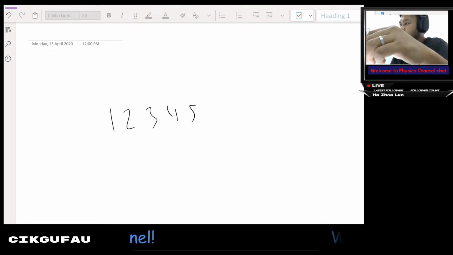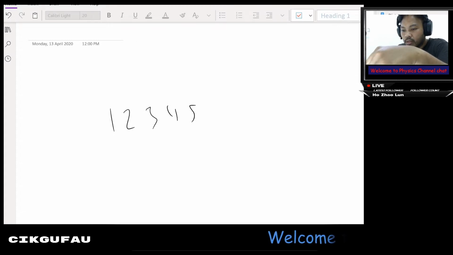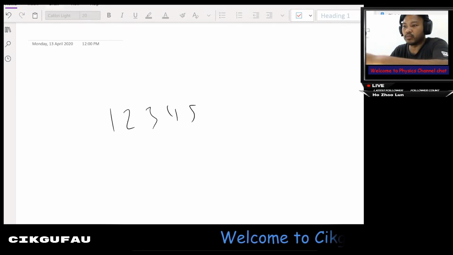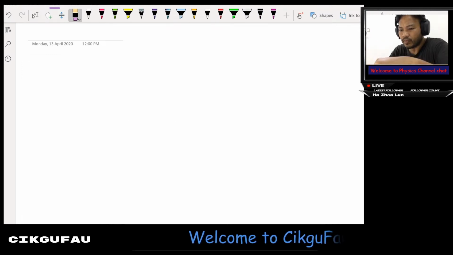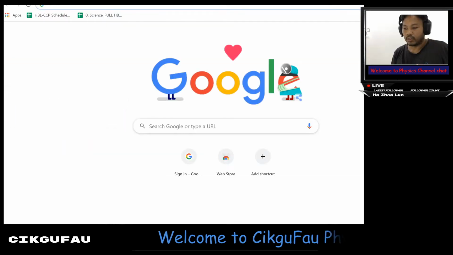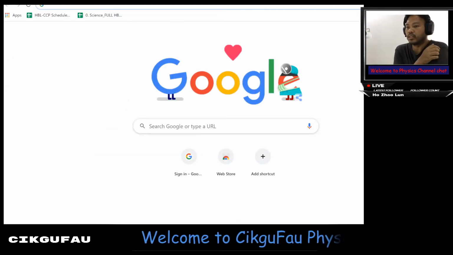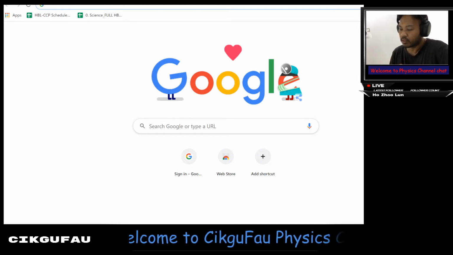Right, you can text me in the WhatsApp group if you have any questions. If not, I will go through some of the common things that you all have asked through the SLS. I think one of the common things that you all actually ask is regarding the current, potential difference and resistance.